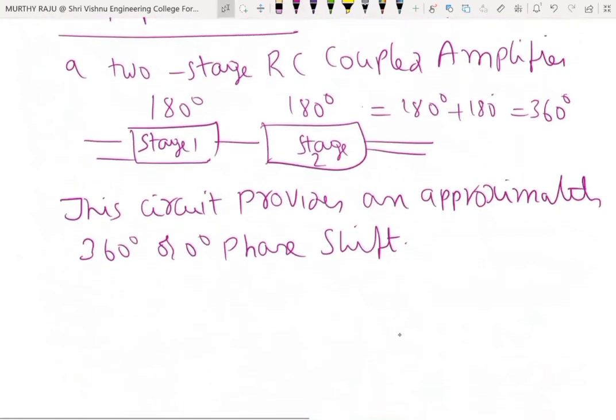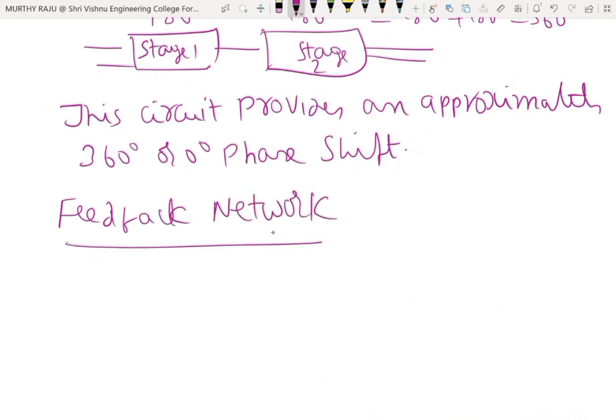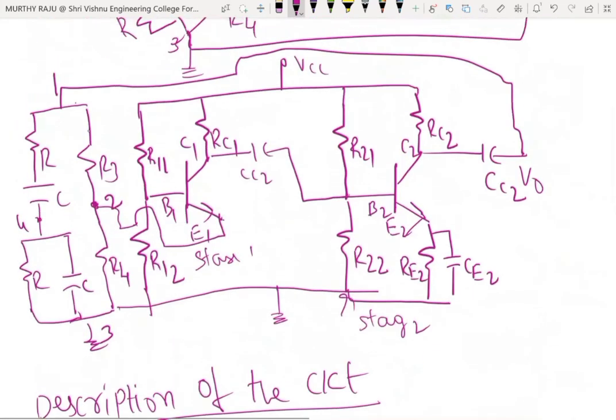Next one, feedback network. This is the feedback network. It consists of R and C elements connected in series, and R and C elements connected in parallel. This one is the lead network. This one is the lag network.